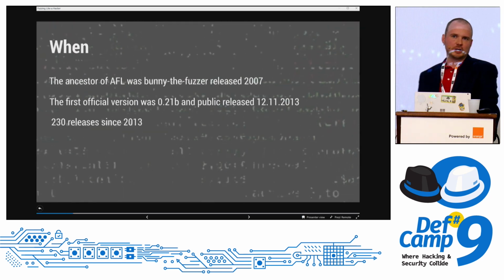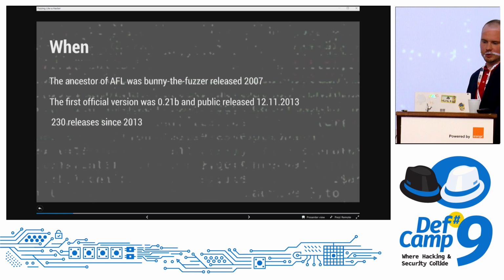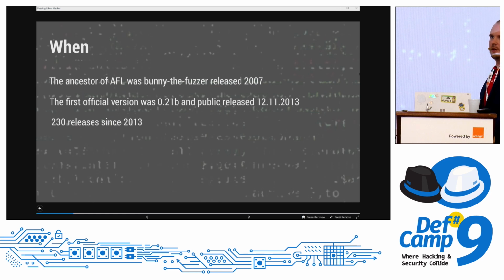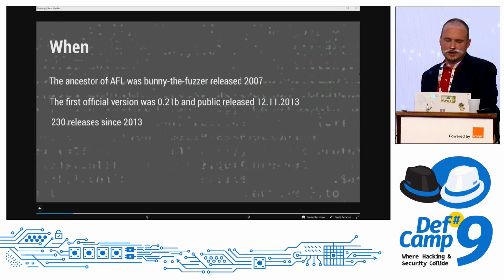I did a small research because I was interested in when it was created. I thought that it was always here, but it was not. As an ancestor of it, there was Bunny the Fuzzer, released in 2007. Then the first release of AFL happened in 2013. And since that time, there were 230 releases. I counted that, so it's literally 230 files you can download on lcamtuf's webpage.